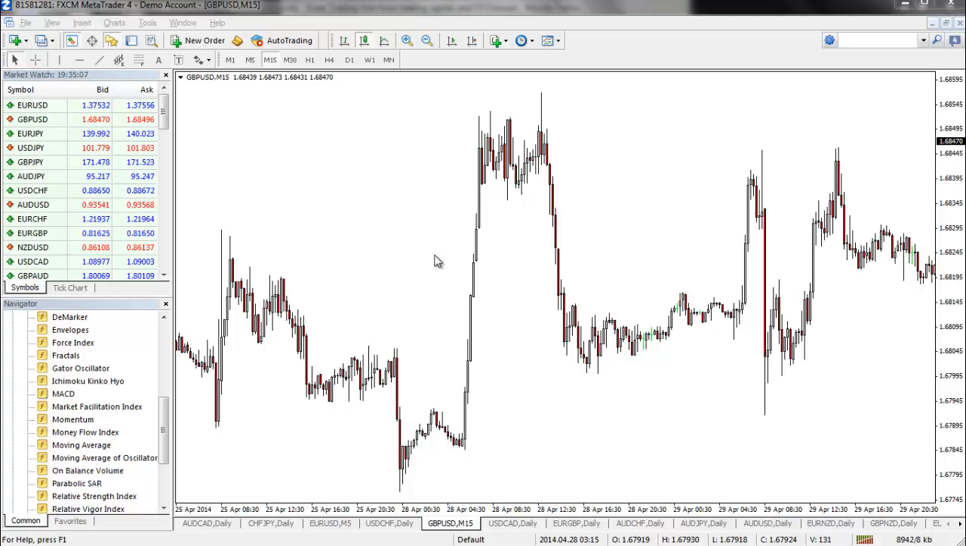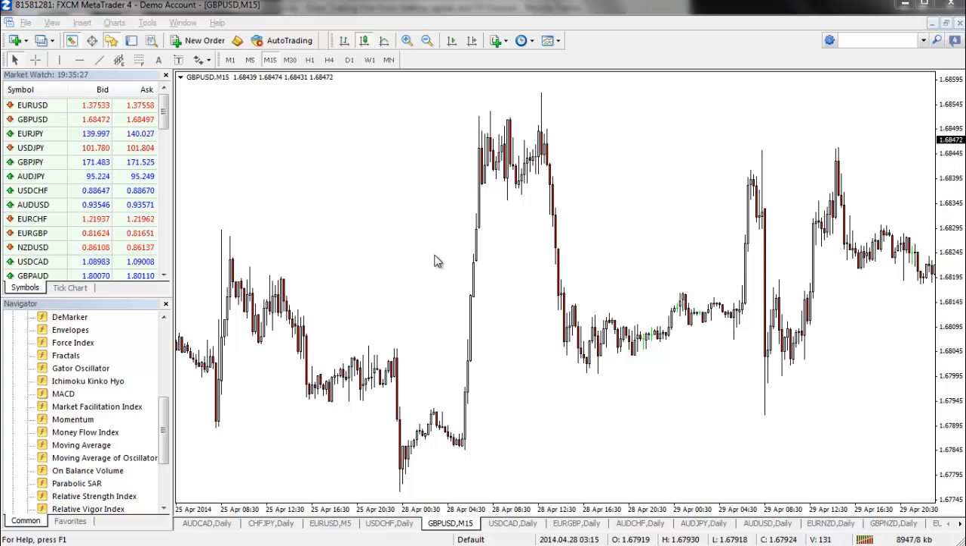Before going into the strategy, let's see the indicators used in this strategy. There are two indicators used in this strategy. One is an exponential moving average and another one is an MACD indicator. So these are the two indicators used in this strategy.